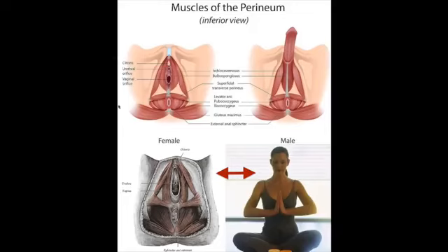This is an image that I compiled. What we're looking at is the muscles of the perineum, or in other words, the pelvic muscles of the genitalia. We're looking at the genitalia muscles. And this is the female, this is the male, which obviously have an almost exact corresponding muscle structure.